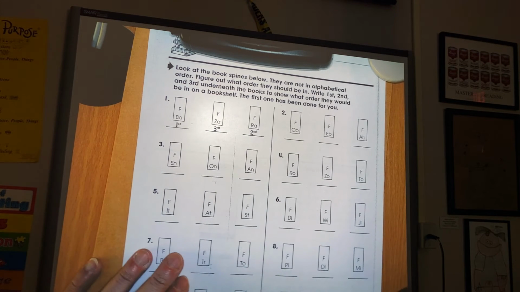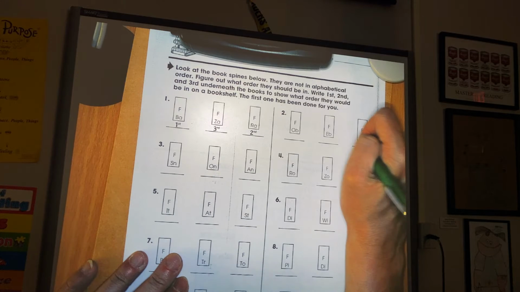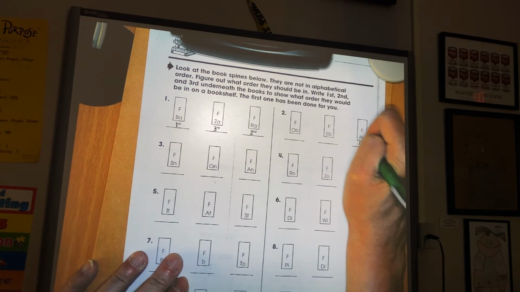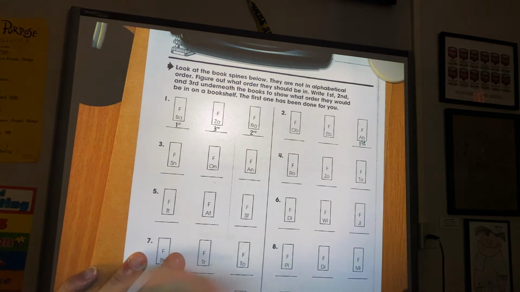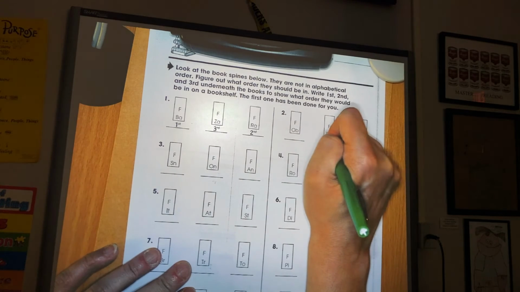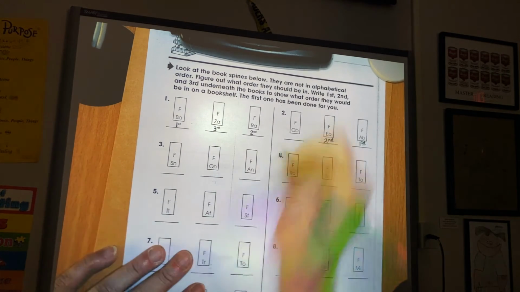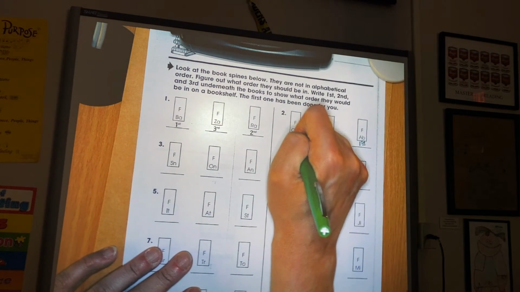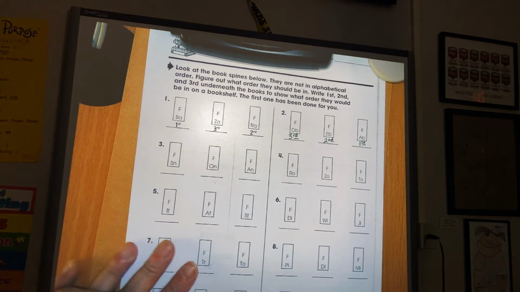If you said AB is first and EB is second and OB is third, you would make a fabulous librarian, because that's how it would go. We would have to turn those books all around and make sure that they go on the shelf in alphabetical order.